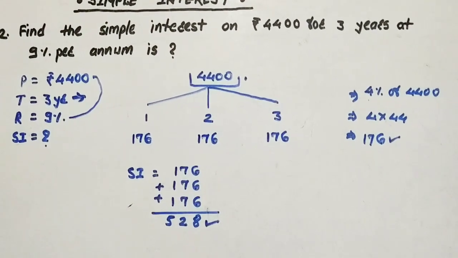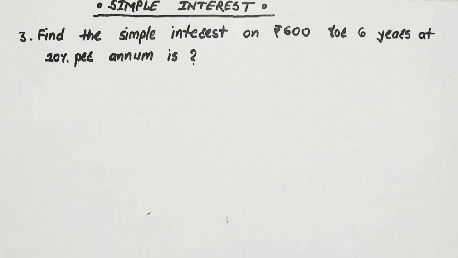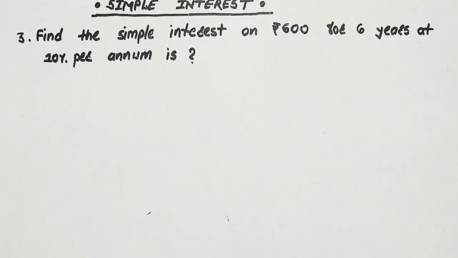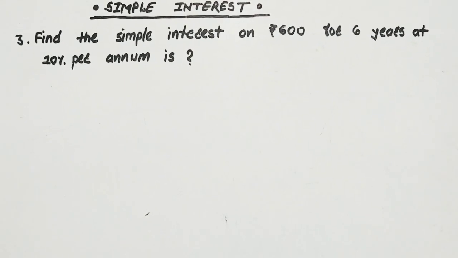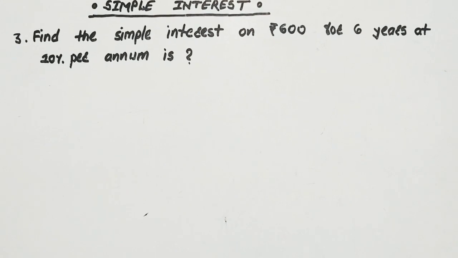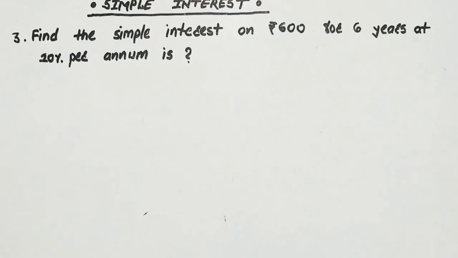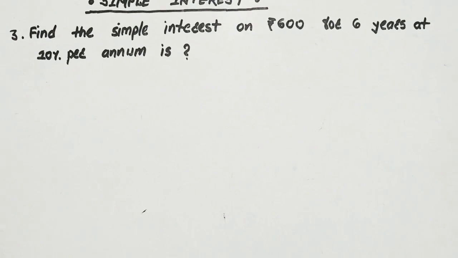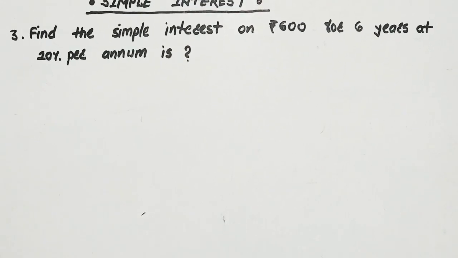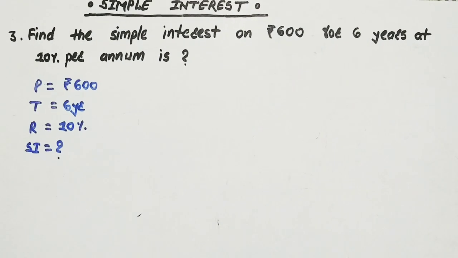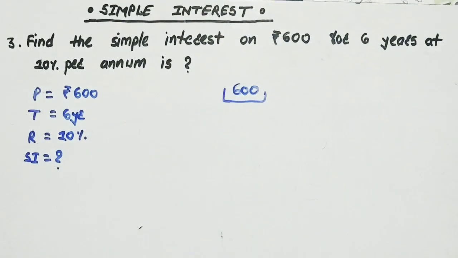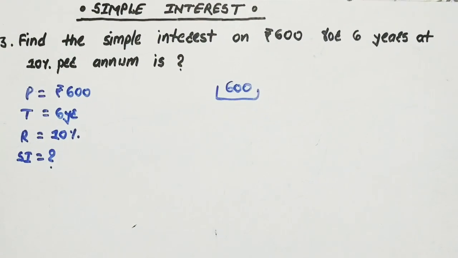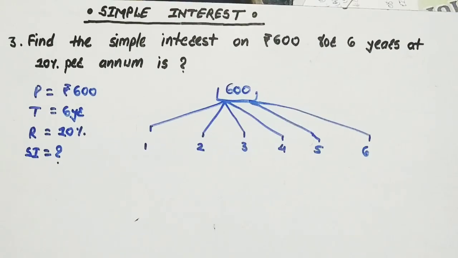So we move on to the next example. Example number third, find the simple interest on rupees 600 for 6 years at 10% per annum, right. So first we find out what is the principal value, time and rate of interest, right. So principal value is 600, time is 6 years, and rate of interest is equal to 10%, right. So first I write here, principal is equal to 600, and calculate for 6 years. So we categorize into 6 years, right.